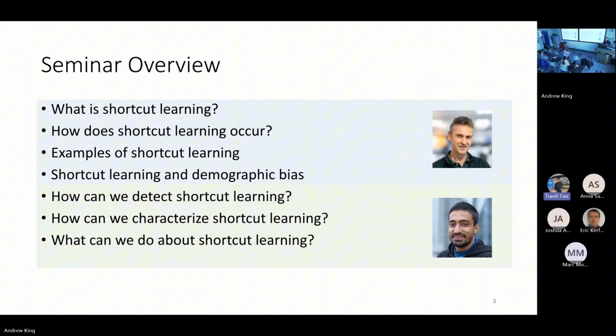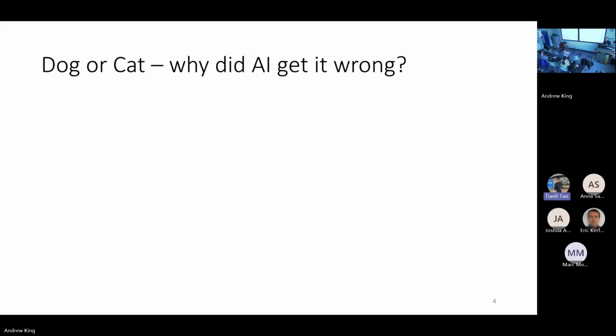So let's go back to this example. Why would AI get this task wrong? It would be trained with a bunch of pictures of cats with the label cat, and a bunch of pictures of dogs with the label dog. So its training data is all correct. It's not being given any misleading information. So why, when it gets to the test data at inference time, would it get things wrong?